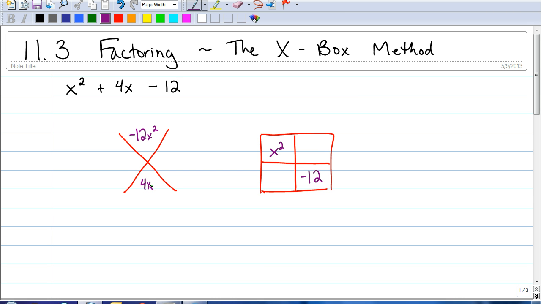So between 12x squared and 1, I would have a 12x squared and a negative 1. Well, those multiply to be negative 12x squared, but they don't add together to be 4x. So maybe you've already thought of it, but your answer would be 6x and a negative 2x. Because when you multiply those, you get negative 12x squared. And when you add them together, you get 4x.